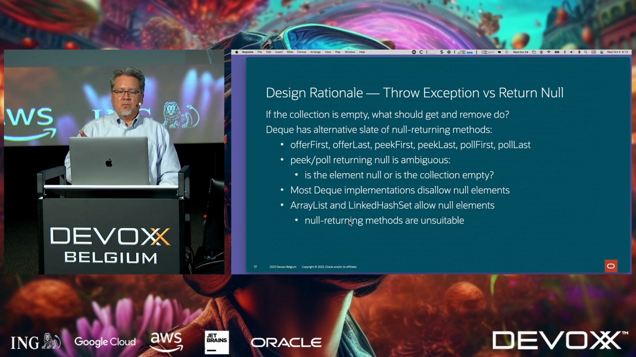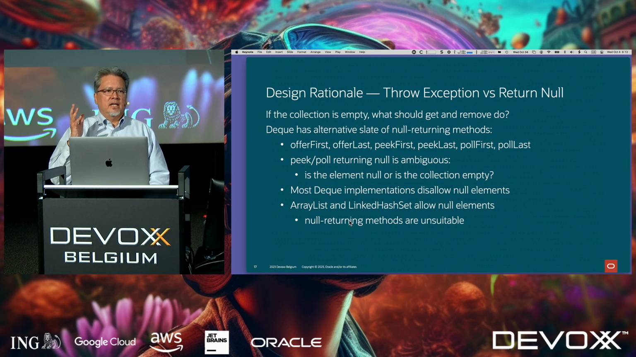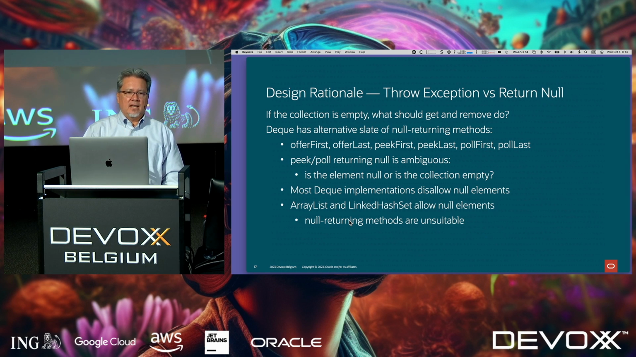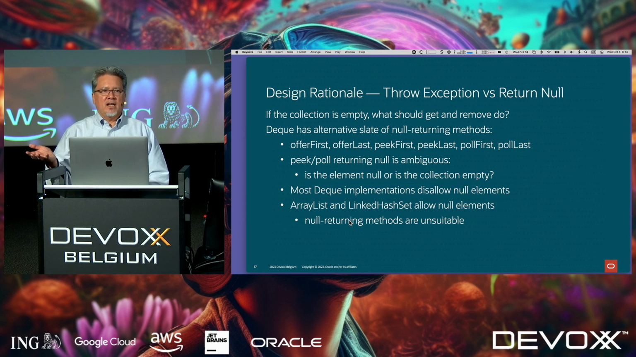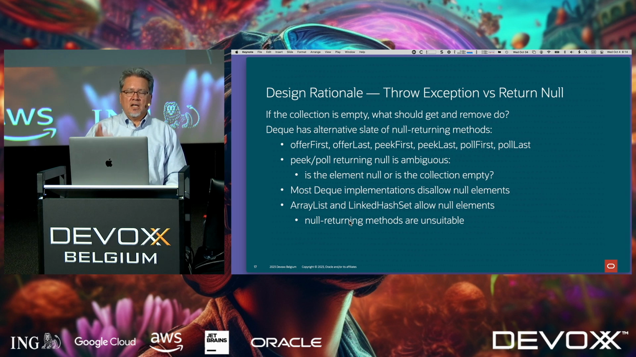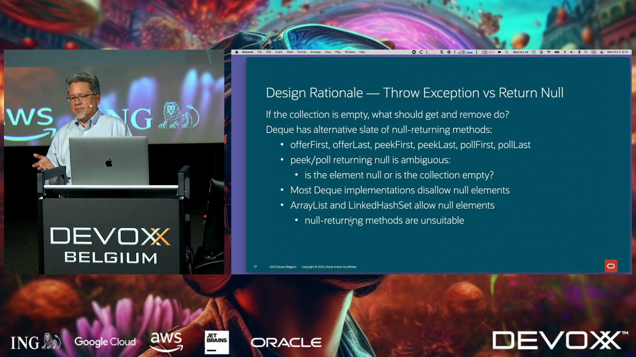And so there's this problem, which is if you use, say, poll first on an empty collection and it returns null, then that's not a problem for the concurrent collections because they cannot contain null. So null unambiguously means that the collection is empty.